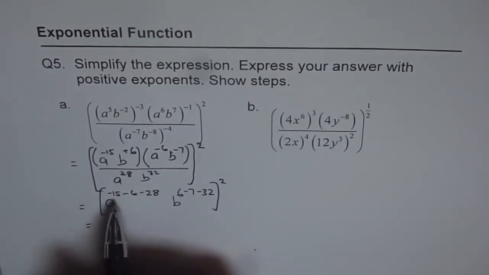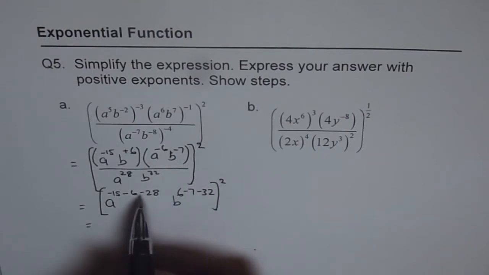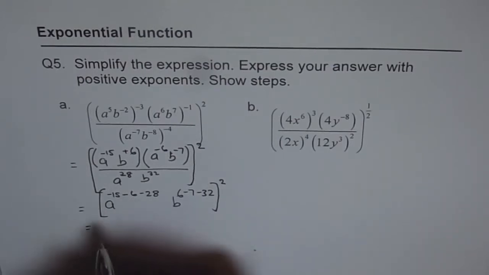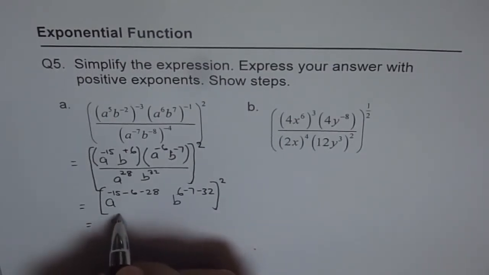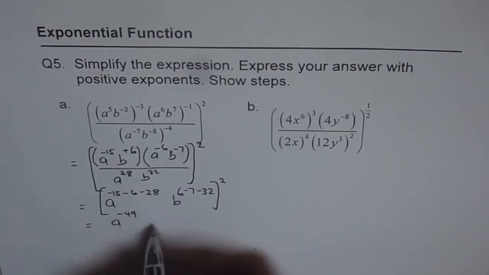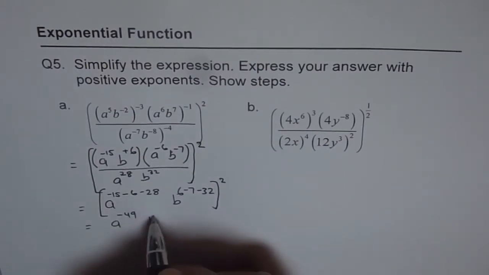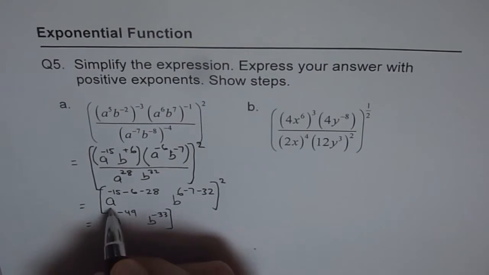And now you can combine these and then multiply by 2 to get your answer, right? So let's do minus 15, and then minus 6 and minus 28. What do we get? We get minus 49, and minus 49 is a negative number, right? So for the time being, we'll write a to the power of minus 49, and here we have b to the power of 6, minus 7, and minus 32. That gives us minus 33, and everything is to the power of 2.